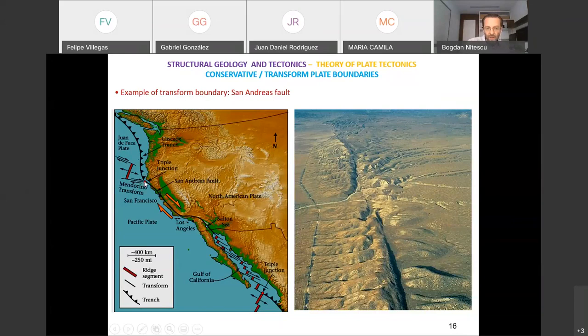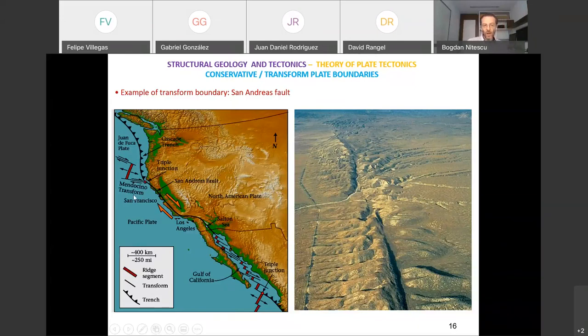So you see here how this transform boundary accommodates kinematically the movement. So you see the divergence here, so this new lithosphere being formed. So this is pushed in this direction, as this arrow shows. And then here you have kinematic consistency, movement along this transform. And also you have here what's called the triple junction.